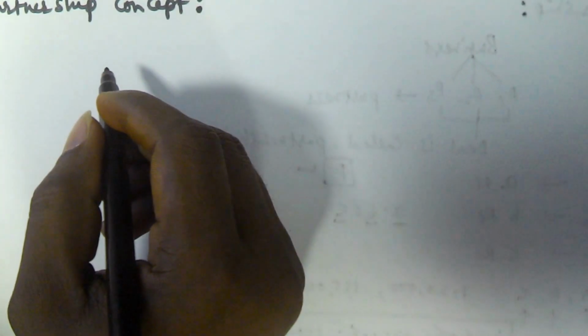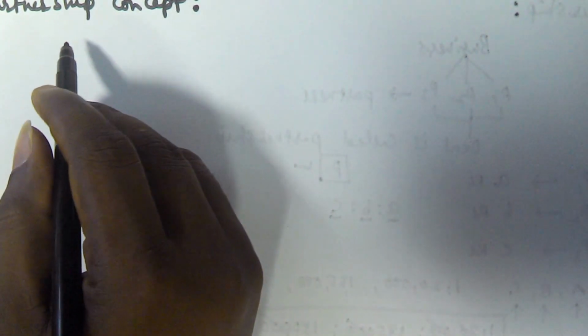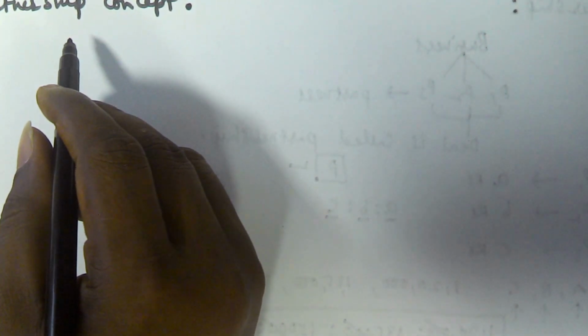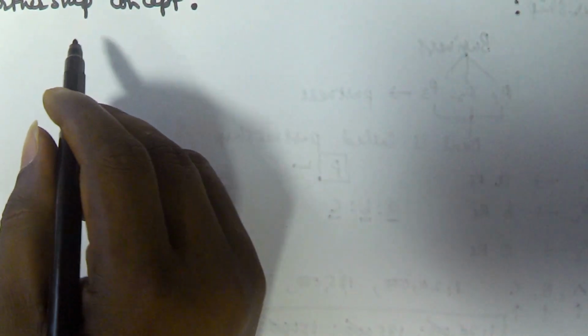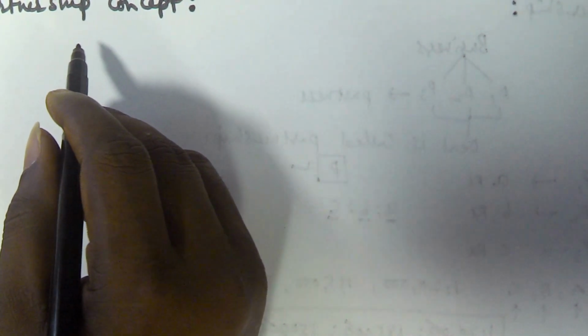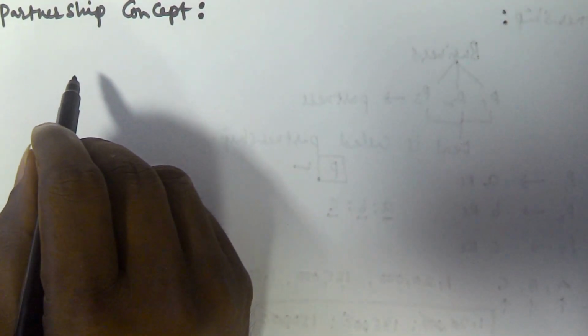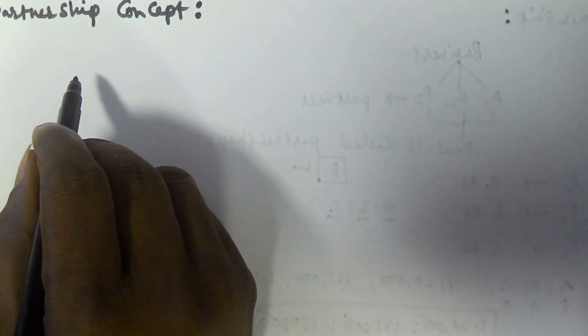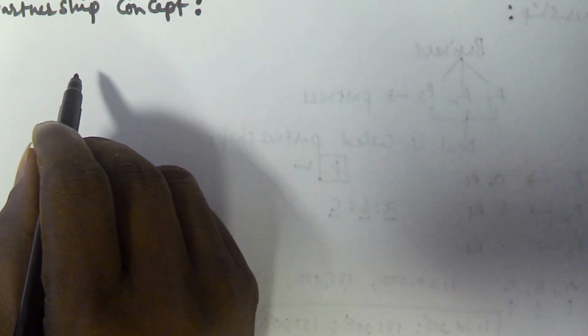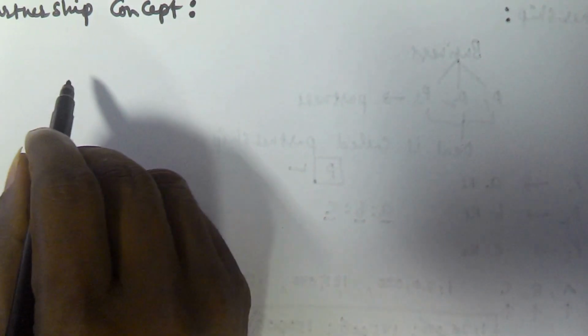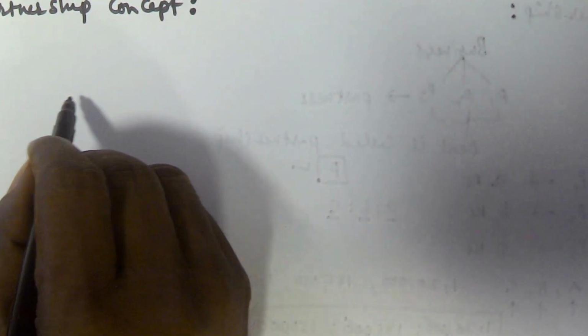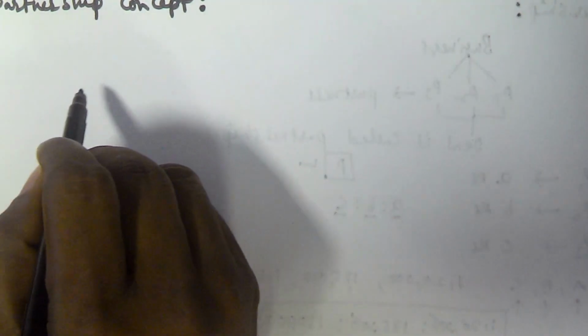Hello friends, in this video we will see what partnership is and how to solve the problems related to partnership. In the previous video we saw that if the partners invest the same amount for the same amount of time, then whatever profit or loss they get is divided between them in the ratio of their investments. What if the partners invest the amount for different time periods? What happens then?